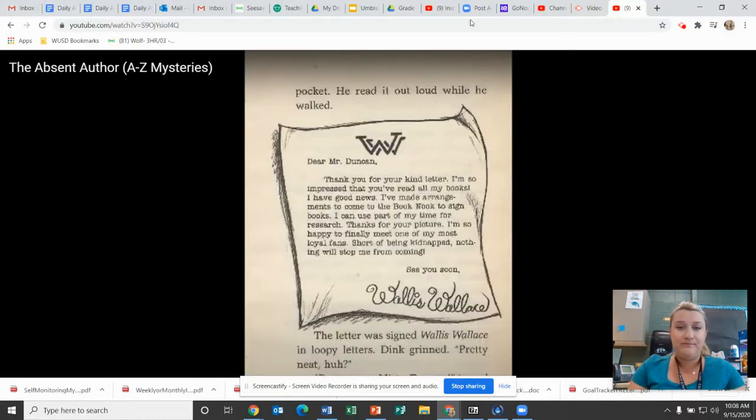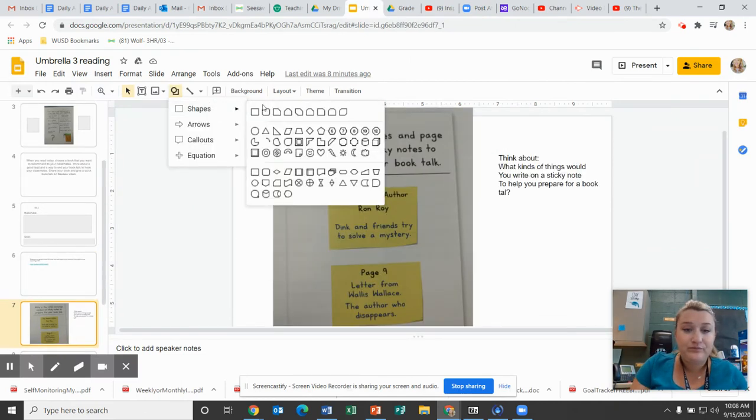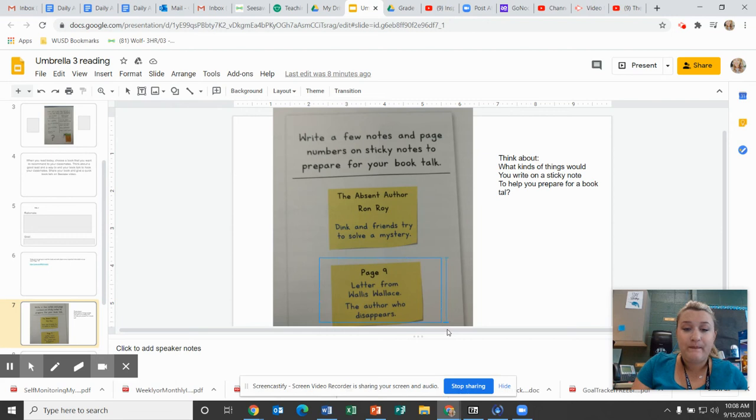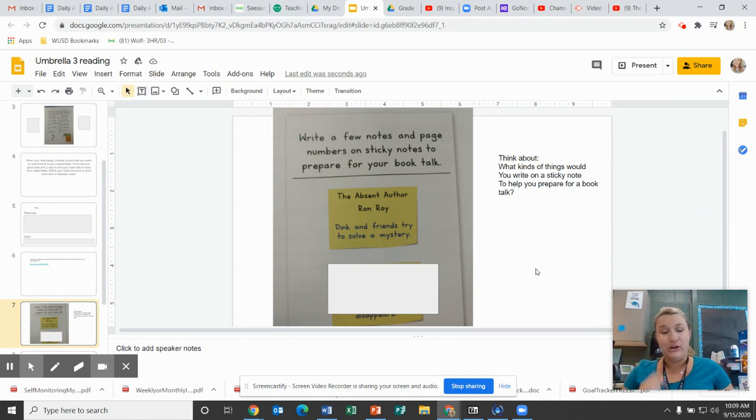Okay, we're going to pause there. I'd like you to think about what kind of things you would write on a sticky note to help you prepare for a book talk about this book in particular. Usually I'd have you turn and talk with a partner, but we can't do that right now. So far, we have the absent author. Dink and friends try to solve a mystery. We learned that from the first page. Now, what could you write based off what we've learned so far to help you do a good book talk for later?